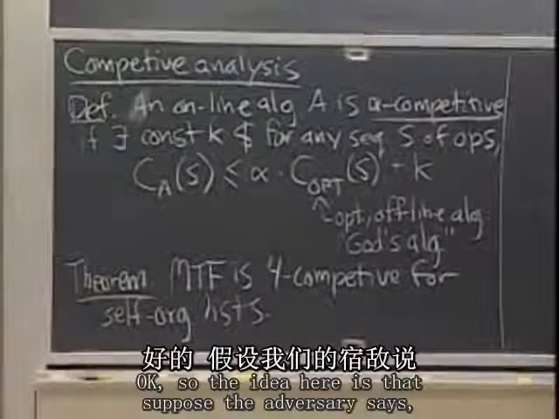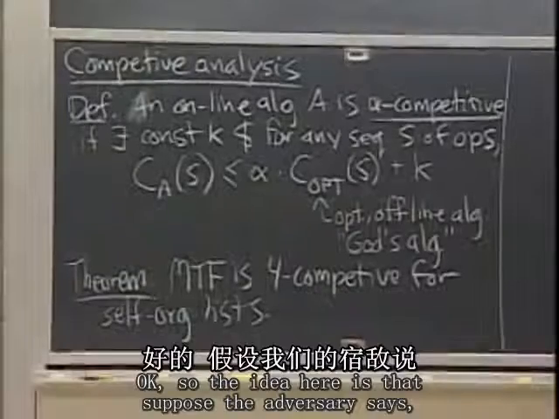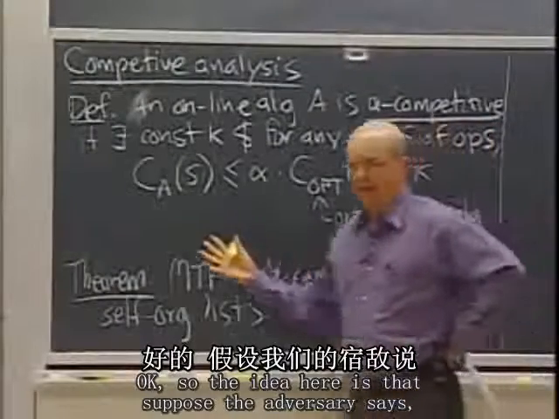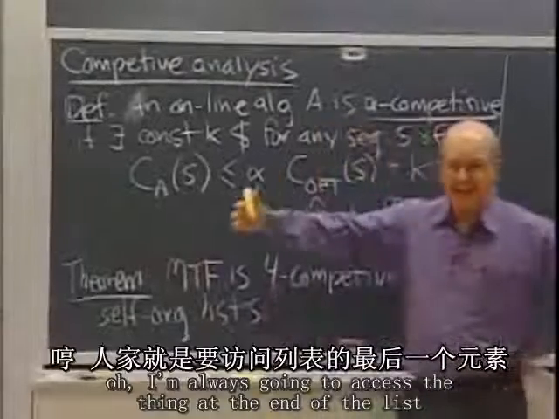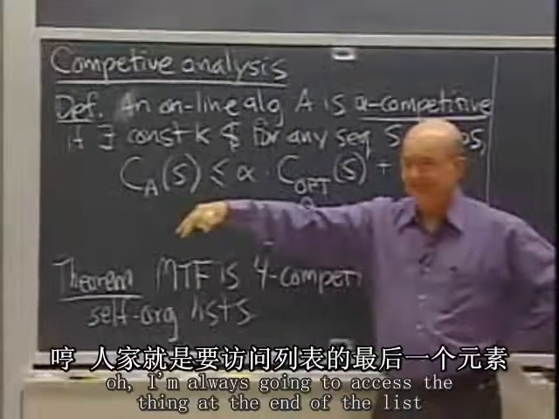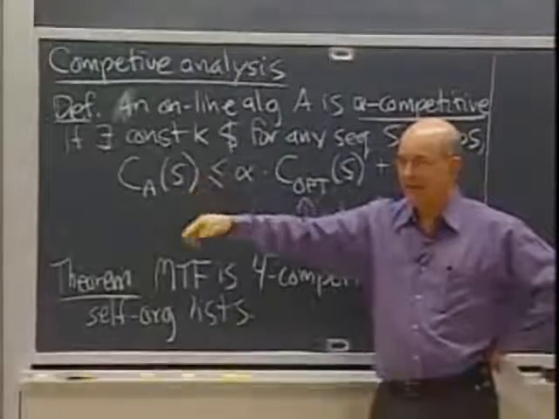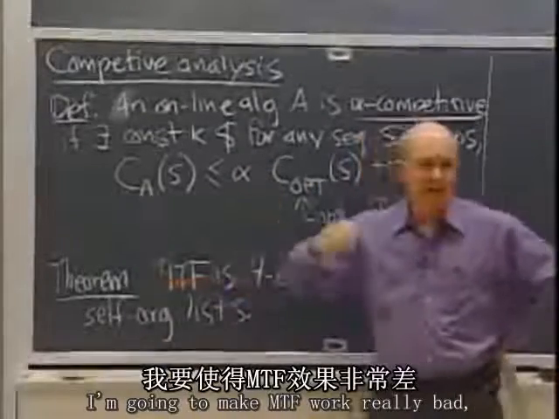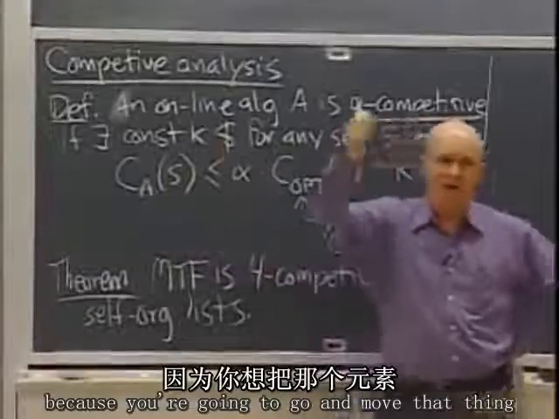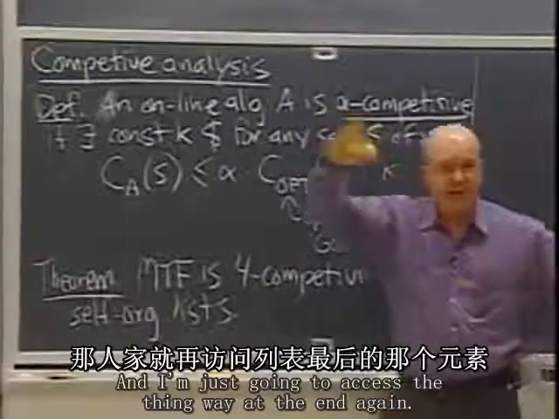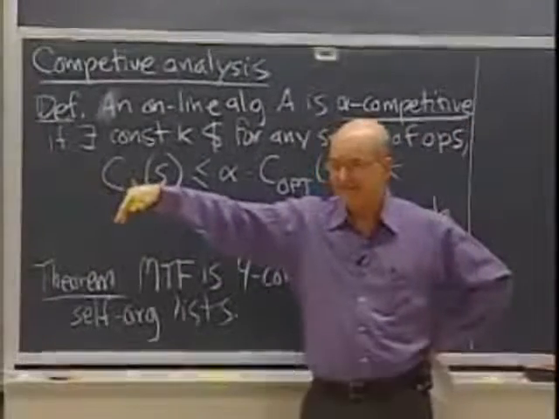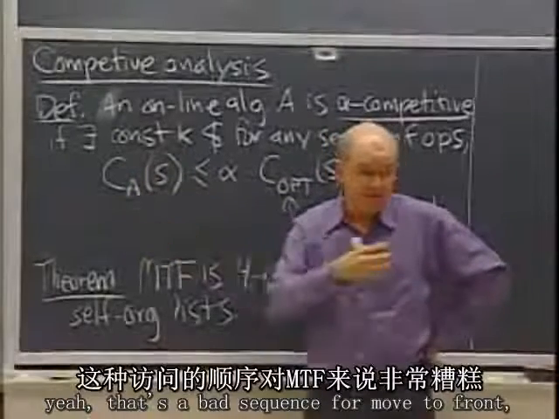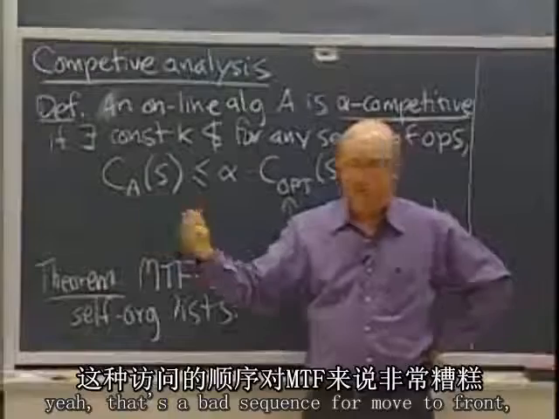Okay? So the idea here is that suppose the adversary says, oh, I'm always going to access the thing at the end of the list, like we said in the beginning. Okay? So the adversary says, I'm always going to access the thing there. I'm going to make MTF work really bad because you're going to go and move that thing all the way up to the front, and then I'm just going to access the thing way at the end again. Okay? Well, it turns out that, yeah, that's a bad sequence for move to front.